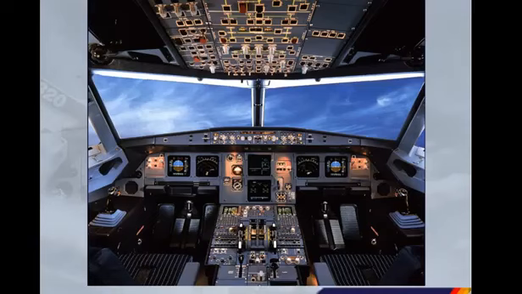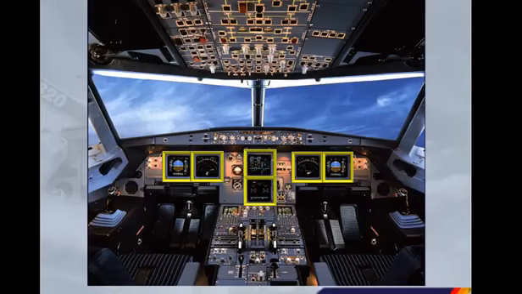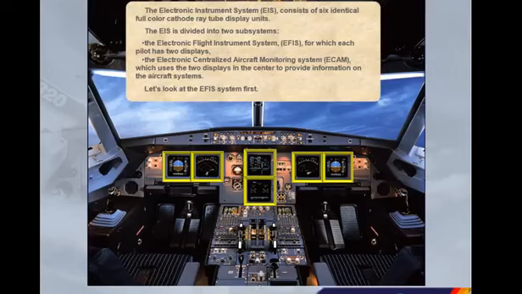The Electronic Instrument System, EIS, consists of 6 identical full-color cathode ray tube display units. The EIS is divided into 2 subsystems. The Electronic Flight Instrument System, EFIS, for which each pilot has 2 displays. The Electronic Centralized Aircraft Monitoring System, ECAM, which uses the 2 displays in the center to provide information on the aircraft systems. Let's look at the EFIS system first.